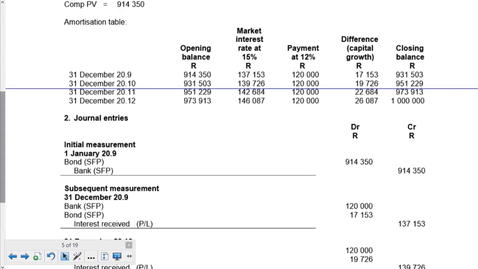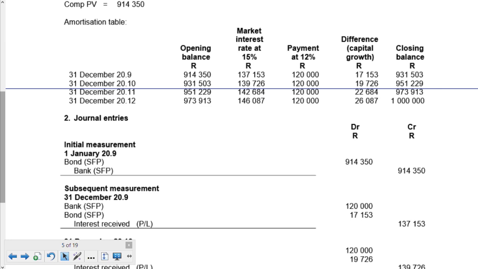Here we see it's on the amort. I start with 914, and then the amount grows to 931. And then I start with 931. Interest at 15% is more now. So the capital piece is more, and the balance grows. And now it grows to 951. The interest on that is more, and so it grows. It goes to 973. And then the interest on that is more, and it grows, and it ends on R1,000,000.